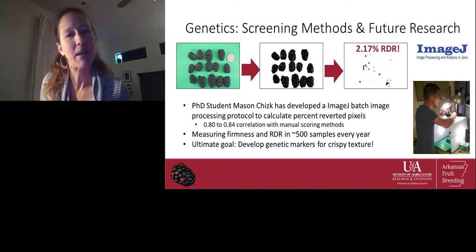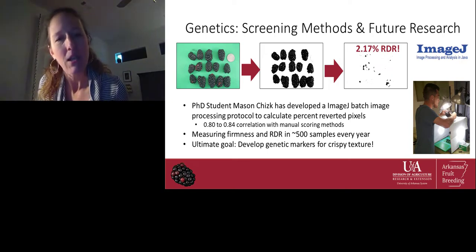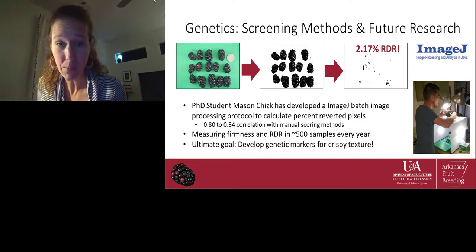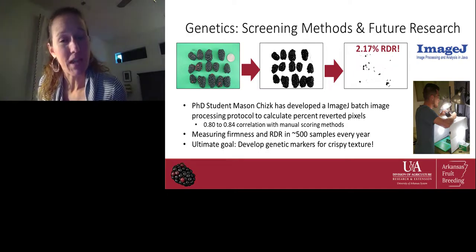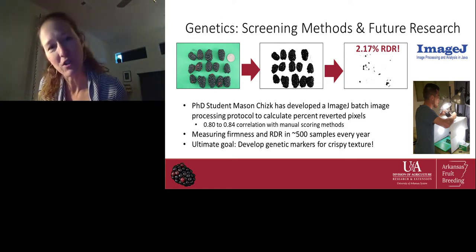So here he's able to estimate that 2.17% of the drupelets, or the pixels, are reverted. And he's found that that has an 80 to 85% correlation with the manual scoring methods that we've used. And if anything, I think it's probably better and more consistent. He's measuring firmness and red drupelet reversion in at least 500 samples every year, trying to estimate this in our breeding program. And his ultimate goal is to develop genetic markers that we can use to breed for crispy texture and get new products out to growers with that crispy texture and low reversion faster.